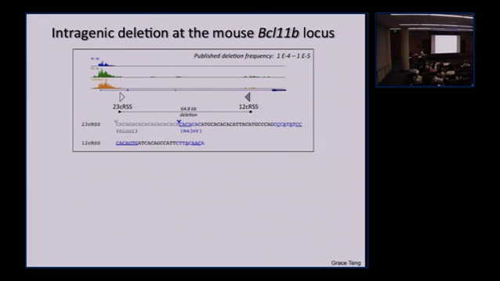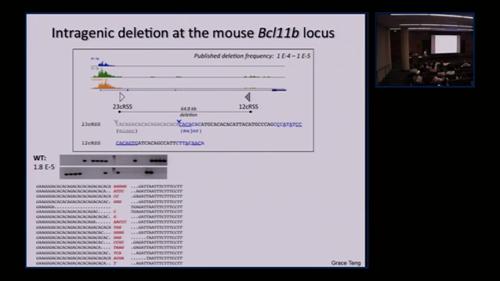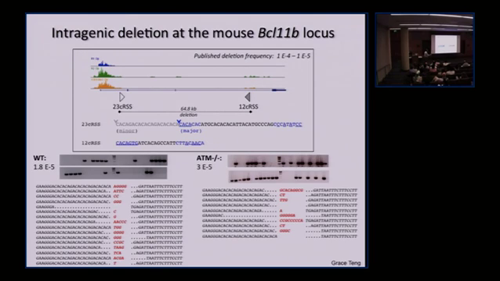One of them is way down here in a region where there isn't a whole lot of RAG binding. And these cryptic RSSs were shown in the literature to mediate recombination at a frequency about 10 times higher than Notch1. And Grace was able to recapitulate that in our assay. And as before, the frequency of these events went up even higher in the ATM knockout thymus. So these cryptic RSSs are mediating deletions in around 1 in 20,000, 1 in 50,000 cells.